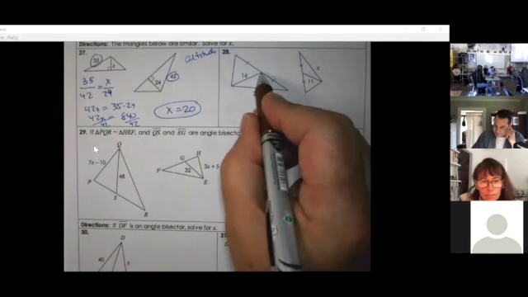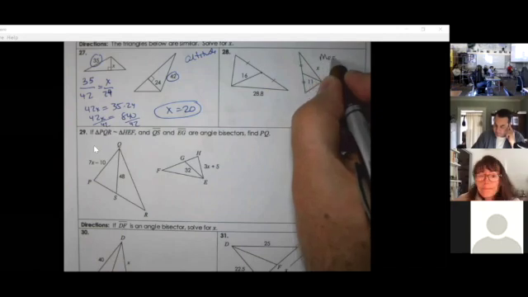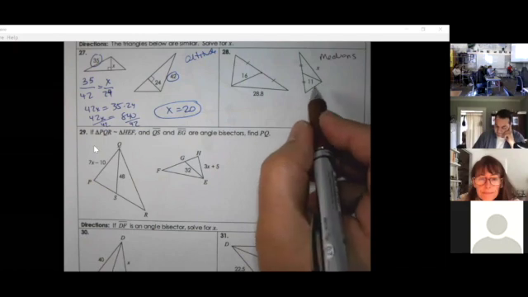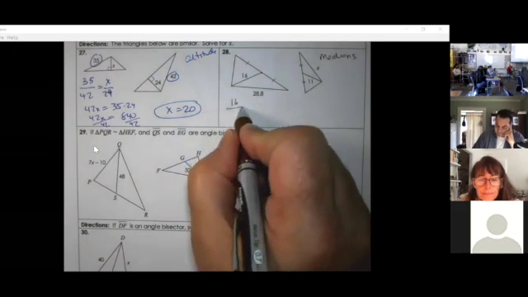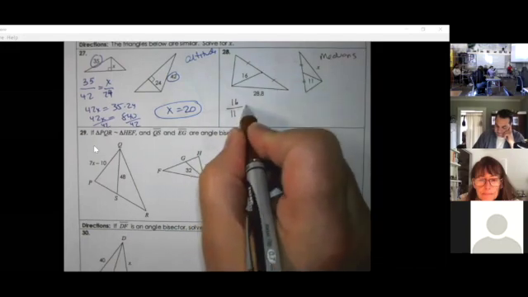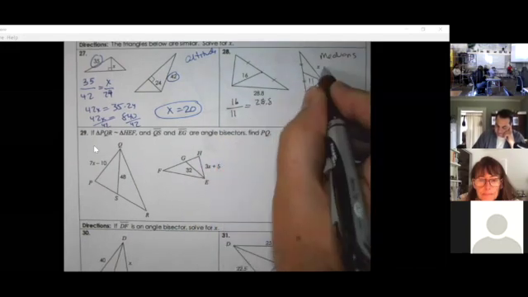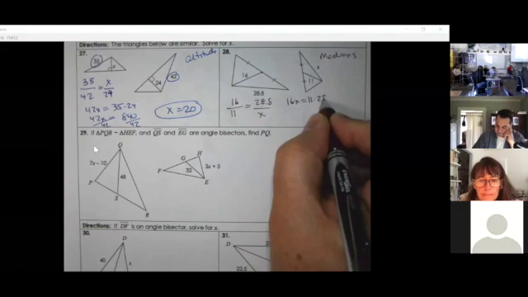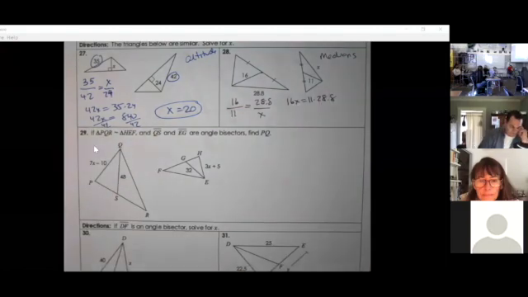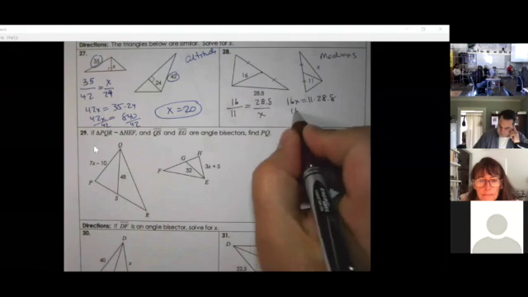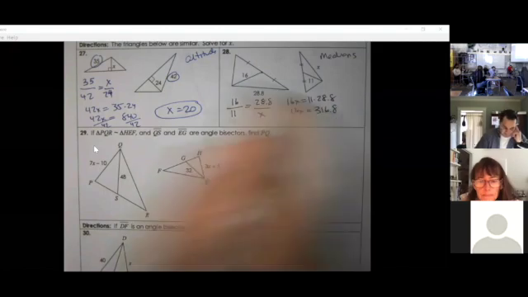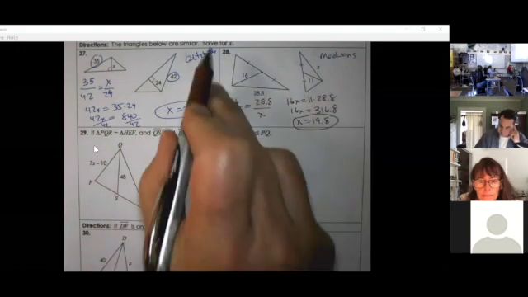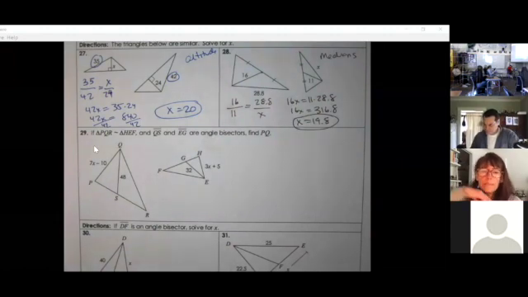Same idea here. These, because they're going to the midpoint of the side, are called medians. And that's true that the medians are in the same proportionality as a pair of corresponding sides. So we could say that this median is to this median as this side is to its corresponding side. So 16x equals 11 times 28.8. So 16x equals 316.8. X equals 19.8. Solving for x, found x, yes.